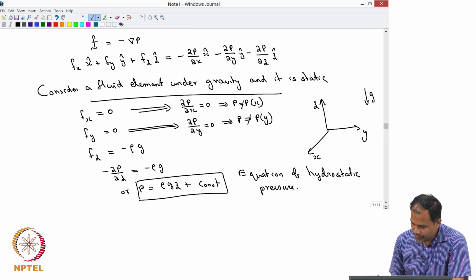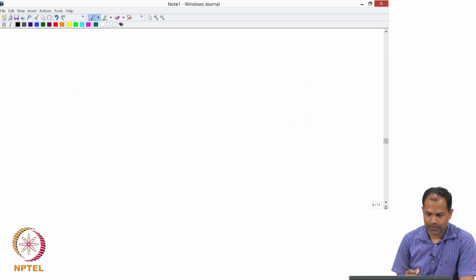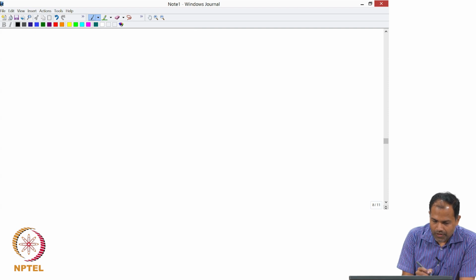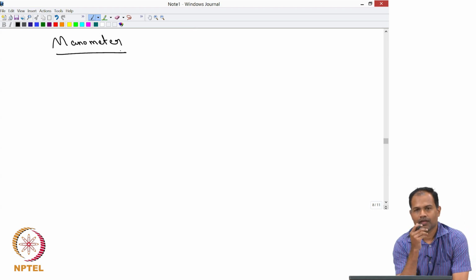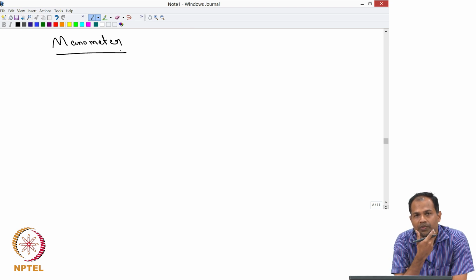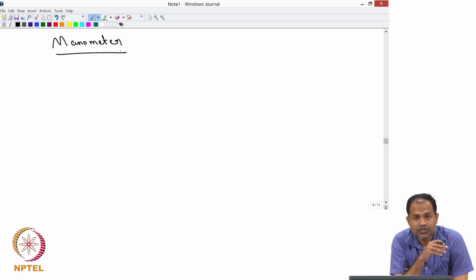Let us see where we can use this. Let us look at an application of a manometer. So, where do we use a manometer? A manometer is used to measure pressure differences between various points.